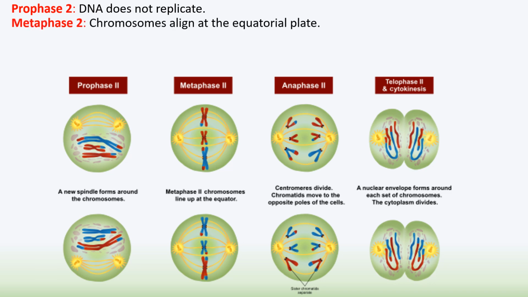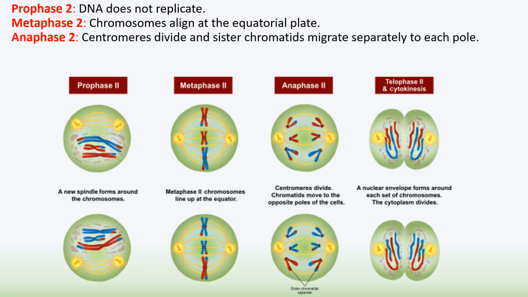The chromosomes then line up at the equatorial plate, and at this point it's the same as mitosis. The spindles attach to the centromeres of the chromosomes and pull the sister chromatids apart in anaphase 2. Now, when they line up at the equator in metaphase, you can see if they've had crossing over, such as this one here.